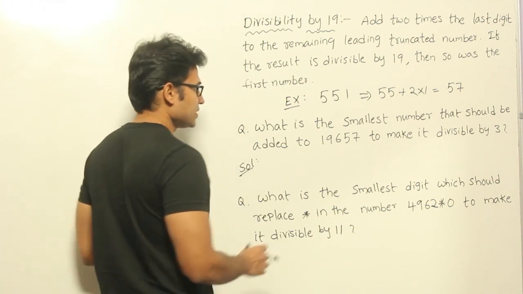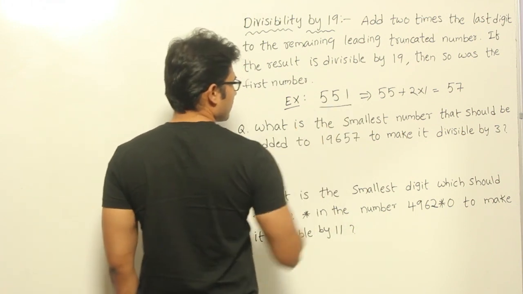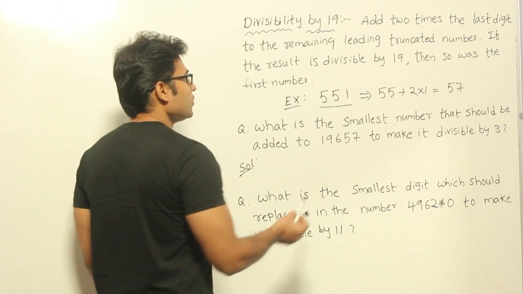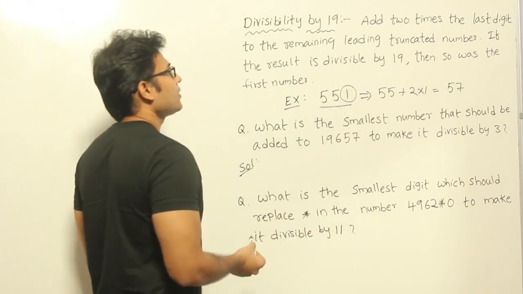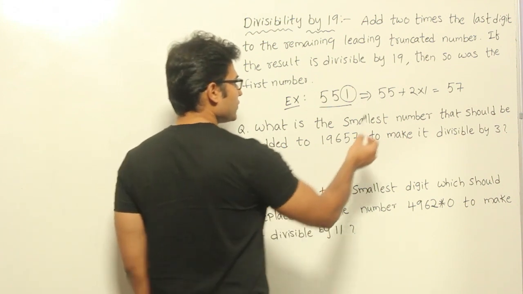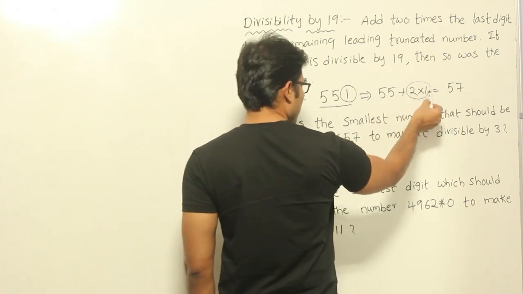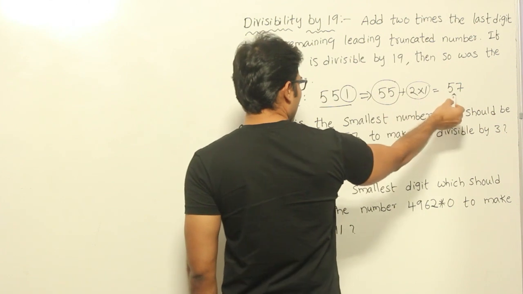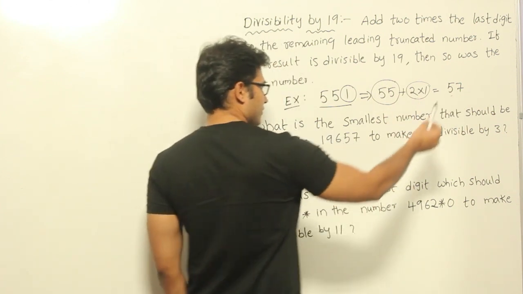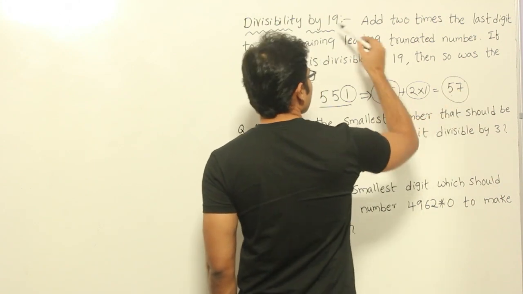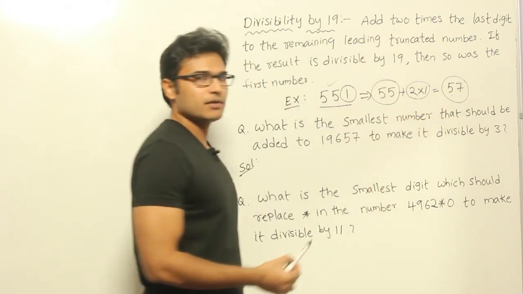So what they are trying to say is, take the last digit, which is 1, and add 2 times this to 55, right? 2 into 1 plus 55. Now you are going to get 57, right? Now if you see, this 57 is divisible by 19, and so this number is divisible by 19.